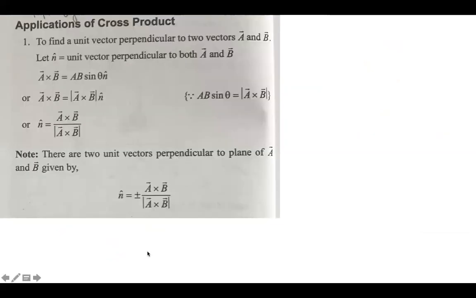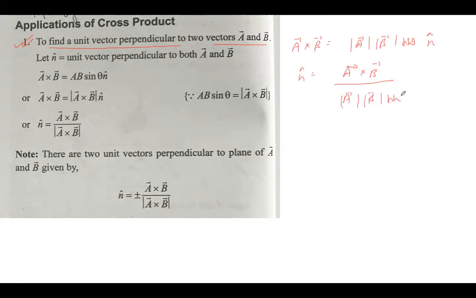Now let's move to the next one, application of cross product. The first application is to find a unit vector perpendicular to two vectors. If we have to find a unit vector perpendicular to two vectors, we know that vector a cross b is equal to magnitude of a, magnitude of b, sin theta, n cap. So if we want n cap, we will find vector a cross b divided by magnitude of a, magnitude of b into sin theta. So this will help you find the unit vector perpendicular to both a and b.